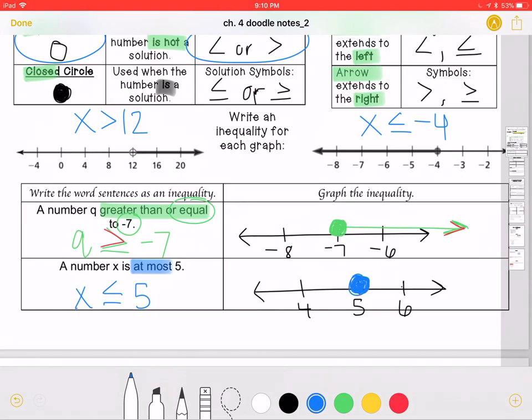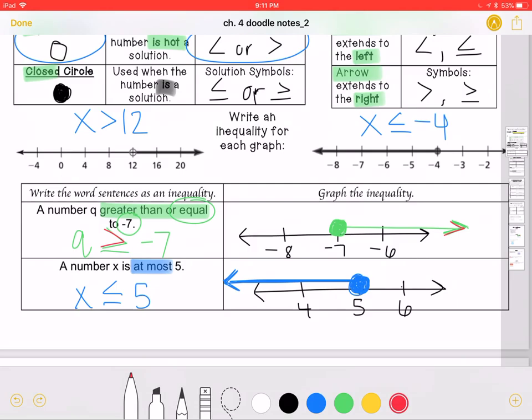And now if the most it can be is 5, and maybe read this to yourself, x is less than or equal to 5. So where are numbers less than 5? To the left. Think less than, left. Again, check yourself: when you draw that arrow at the end, it should look like your inequality sign. It's just a nice tip and trick for you.